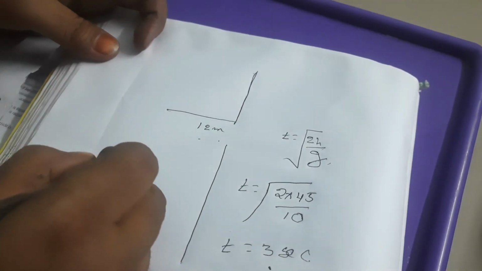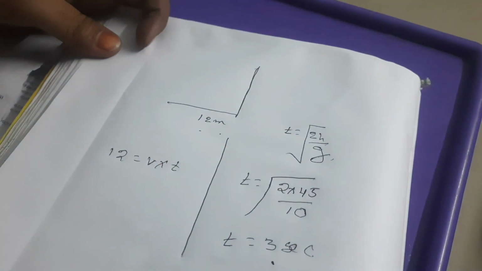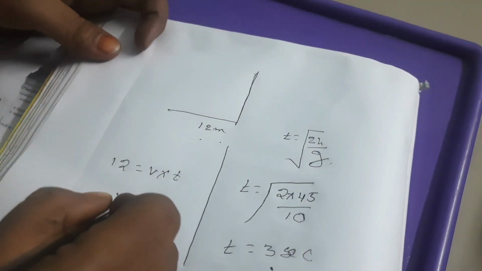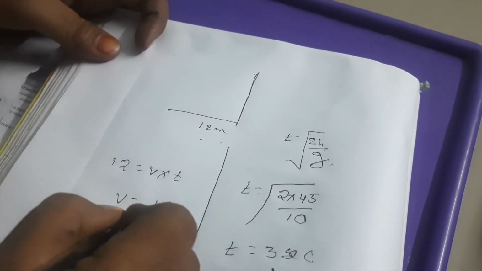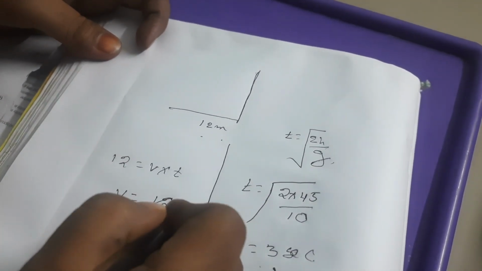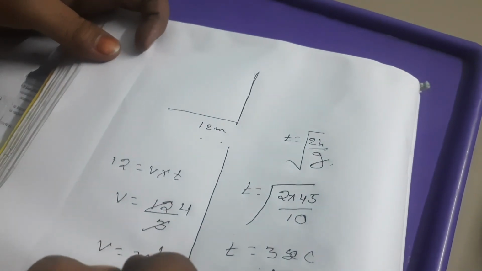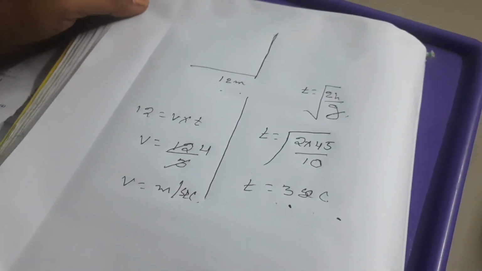And the distance, you know that distance equals velocity into time. Here constant velocity is there, so with t known, we should find the v. V equals 12 by time, which is 3 seconds. So our answer is the boat is moving with a constant velocity of 3 meters per second. Like that we can solve it.